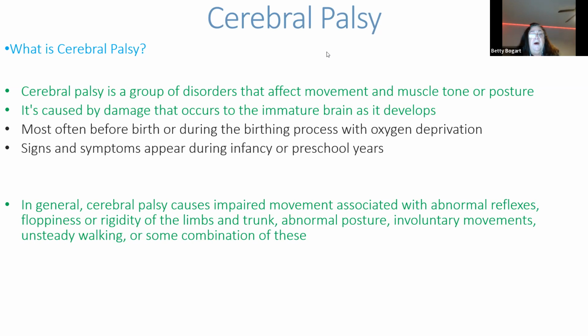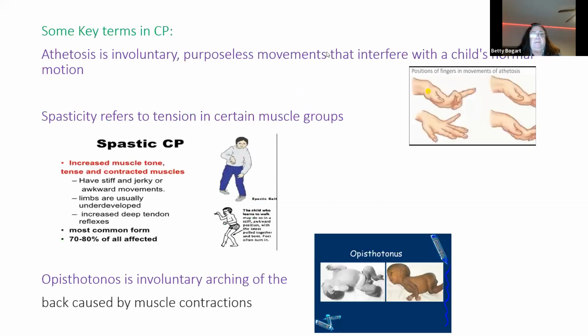Now, cerebral palsy is either a floppiness or a rigidity. Spastic cerebral palsy is when they're shaking and they're trying to move and their muscles aren't working for them. So it's sort of involuntary. They'll have some unsteady walking, abnormal posture, and they just can't take care of their own muscles and movements. They have very tight muscles. So you're going to see all different levels of this, from mild to severe.